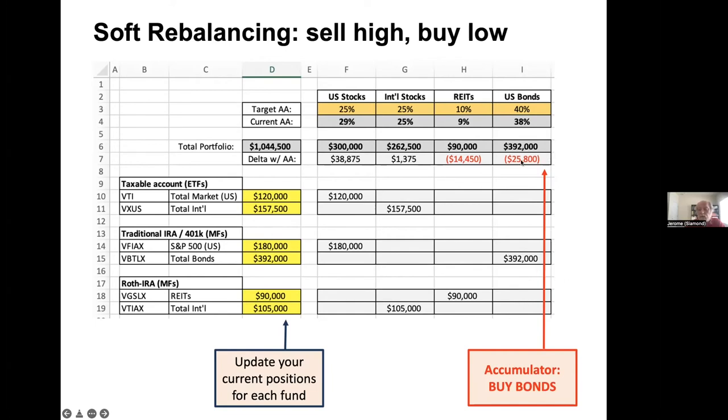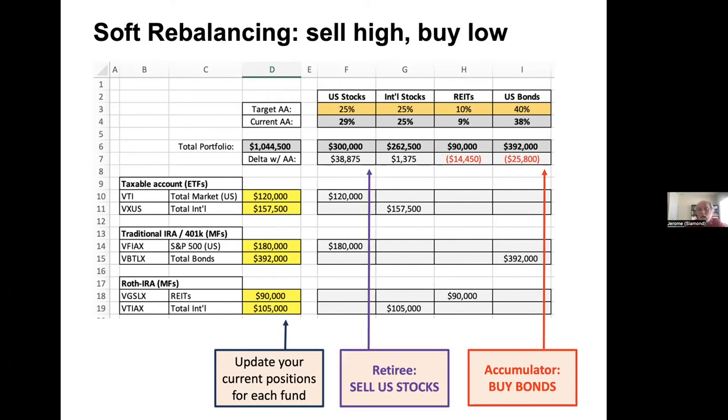And by simple virtue of buying bonds, you are going to put your asset allocation a little bit closer to where it should be. Conversely, if you are a retiree, Mr. Market has been nice with the US market, and you actually have too much US stocks compared to what your plan is telling you to do. Well, now it's time to sell US stocks. And the logical move would probably be to sell from your taxable account. And then I'm going to trigger capital gains, but that's fine because I'm withdrawing money in order to spend, and it's perfectly normal to pay taxes at that point.